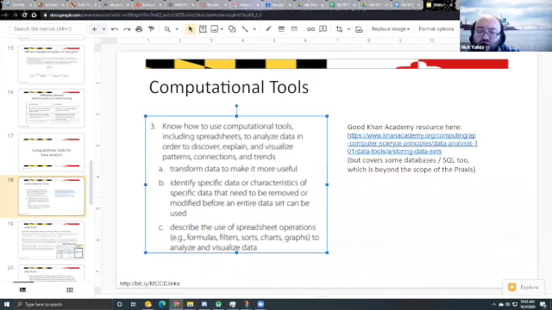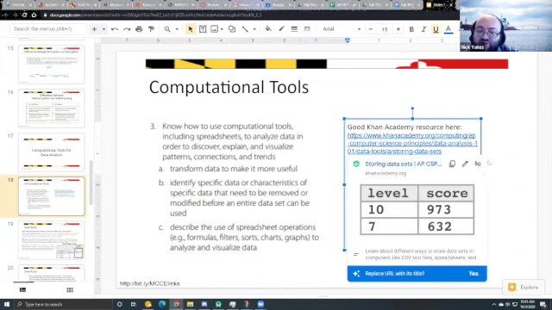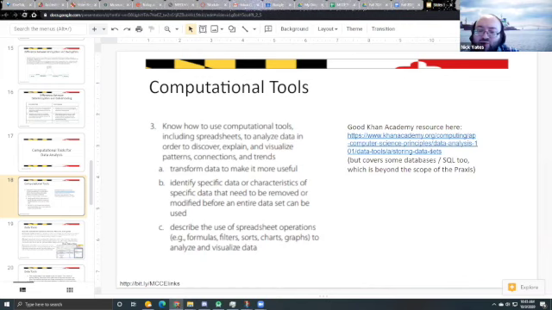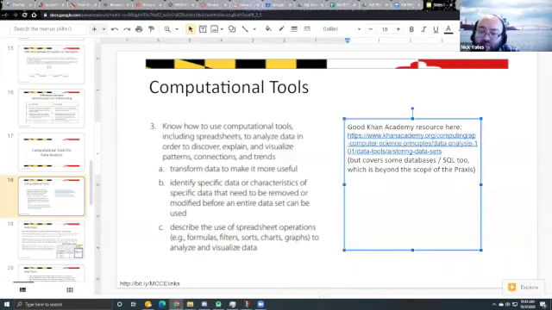There is a really good resource, linked right here. It's also linked from our Khan Academy resource, that has some really good information about some of these spreadsheet tools if you're less familiar with them. But it does include a little bit of databases and SQL tools, and that part is beyond the scope of the Praxis. So if you use that resource, just a warning that it will be good information to know. I enjoyed learning about SQL, but it's not needed for the Praxis exam.